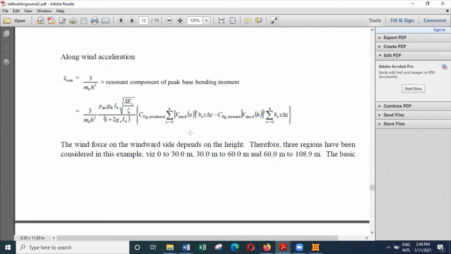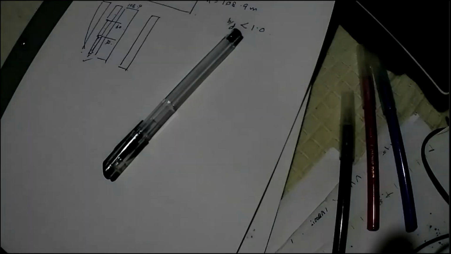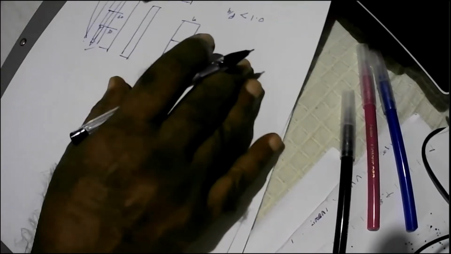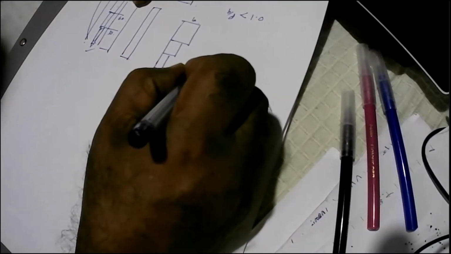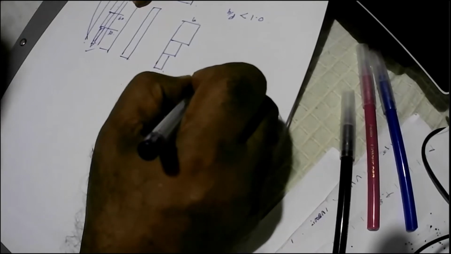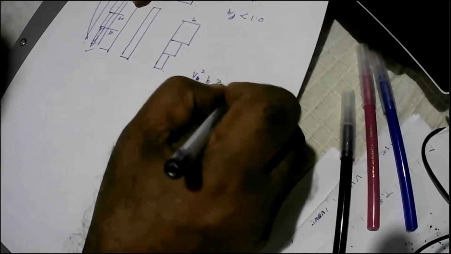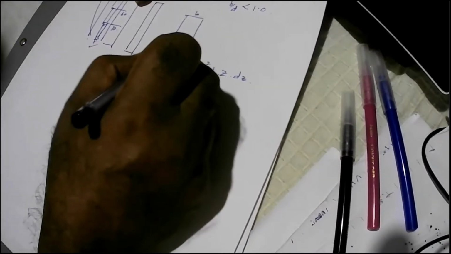And so basically, if I show you that function, it is like, so we have the breadth B, and we want to find velocity squared B Z dz. So this can be found because now we have made it constant, B constant.